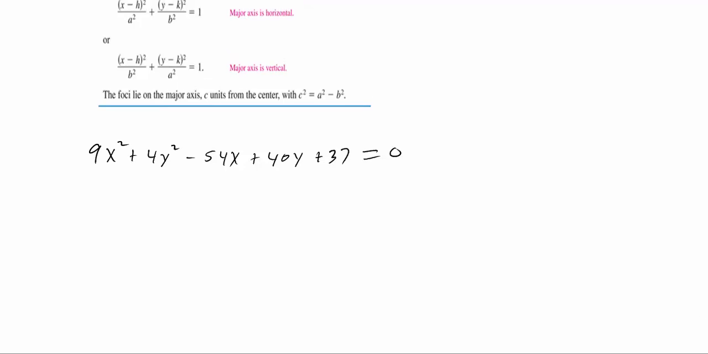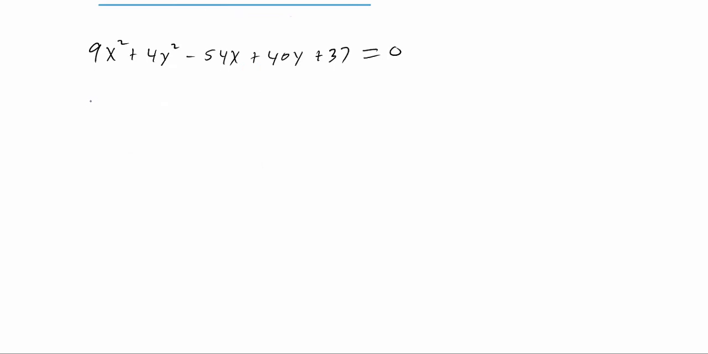So the first step in doing that is we want to group our x terms together. So we would have 9x squared minus 54x, and then we would have our plus 4y squared plus 40y, and the 37 that's by itself, we just want to simply move that to the other side. So since it's a positive, we're going to subtract it, and then over here we would end up with a negative 37.